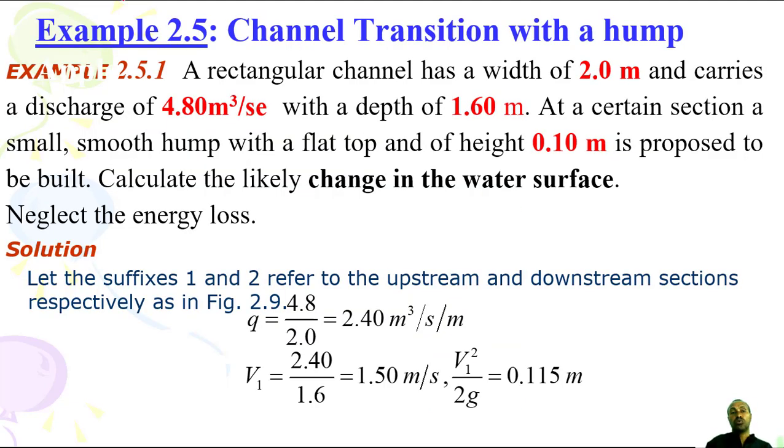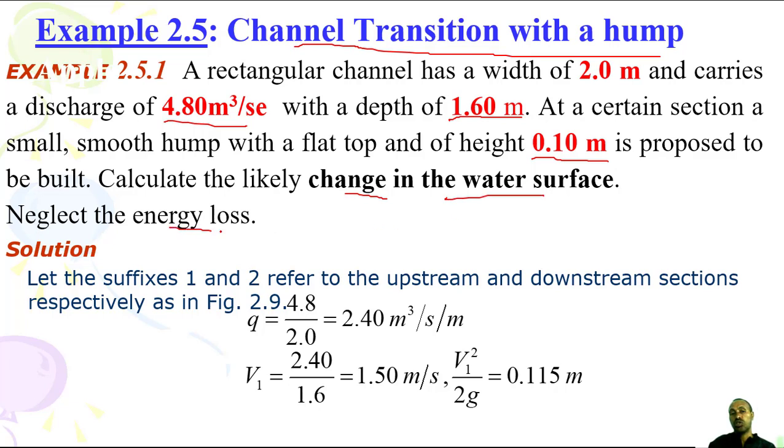Okay, now let's go to channel transitions. Channel transition with a hump. A rectangular channel has a width of 2 meters and carries a discharge of 4.8 meter cube per second with a depth of 1.6 meter. So you have Y1 depth, and at a certain section of a channel, a smooth hump with a flat top of height 0.1 meter is proposed to be built. Calculate the likely change in water surface. What will be the change in water surface?